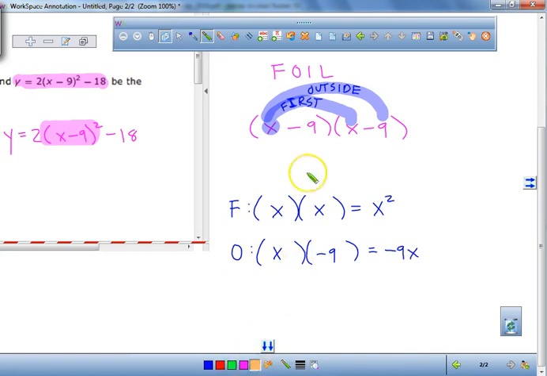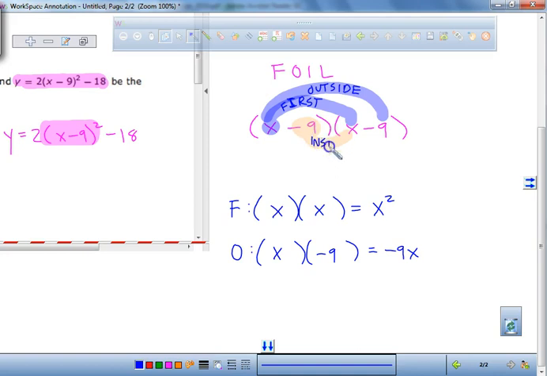Now I'm going to move on to the inside terms, my inner terms, right here. So this right here, everybody, this is my inside. I. What are the terms being multiplied on the inside right here? Anybody can answer, it's okay. Good. Negative 9 times x. And what's the product of negative 9 times x? Negative 9x. There we go.